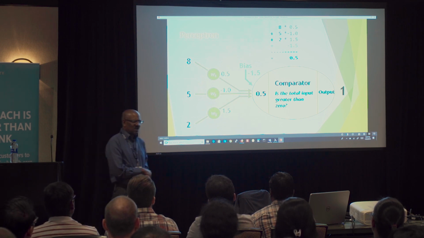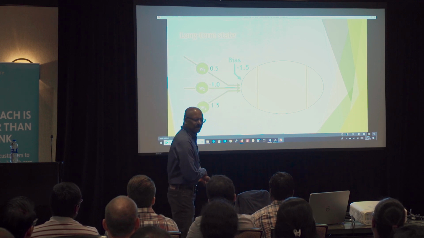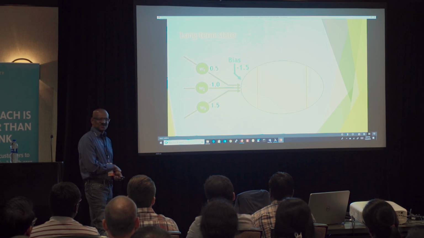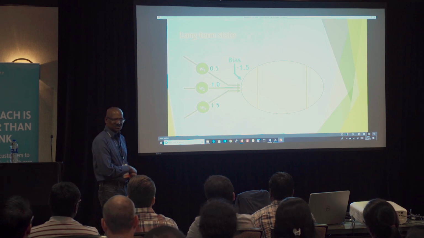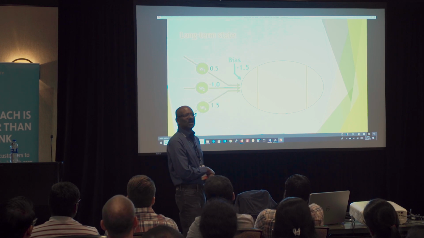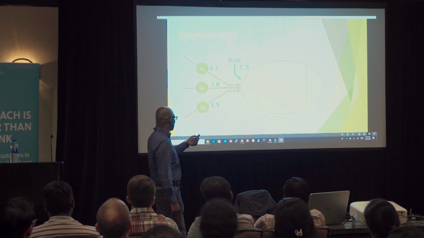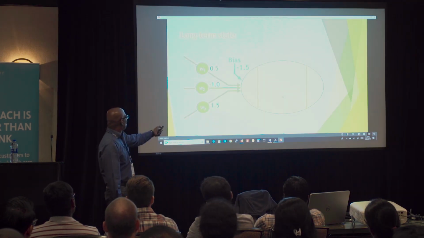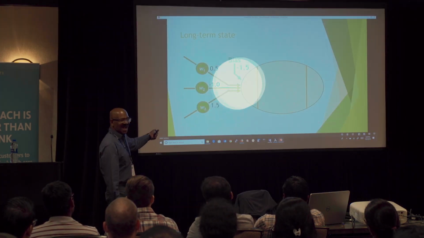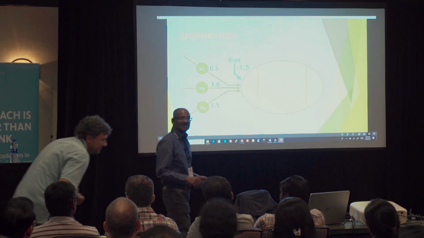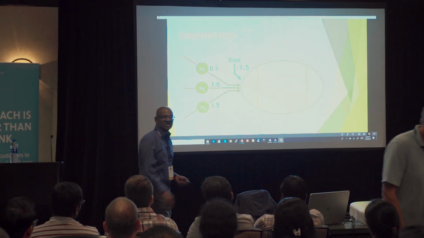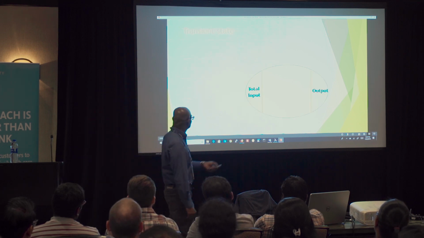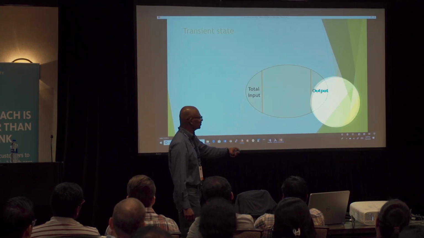There is a small problem there. Before that, let me define 2 terms. A perceptron or a neuron has got 2 states. One is called a long-term state. The long-term state defines the behavior of the neuron. All the weights and the bias together is called the long-term state of the neuron. And it has got a transient state in which there is an input and there is an output.